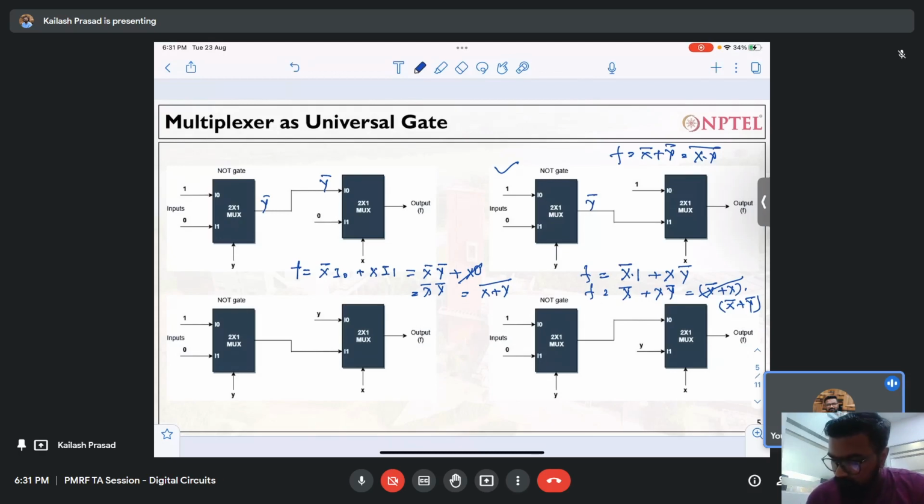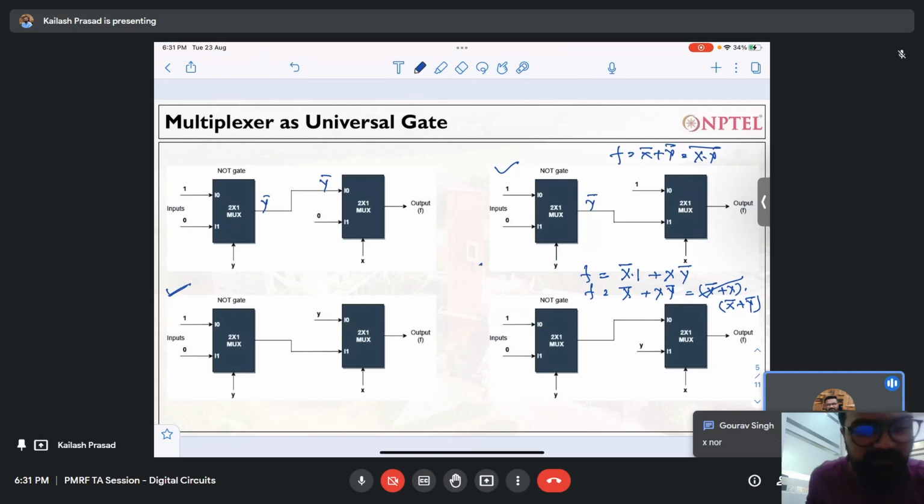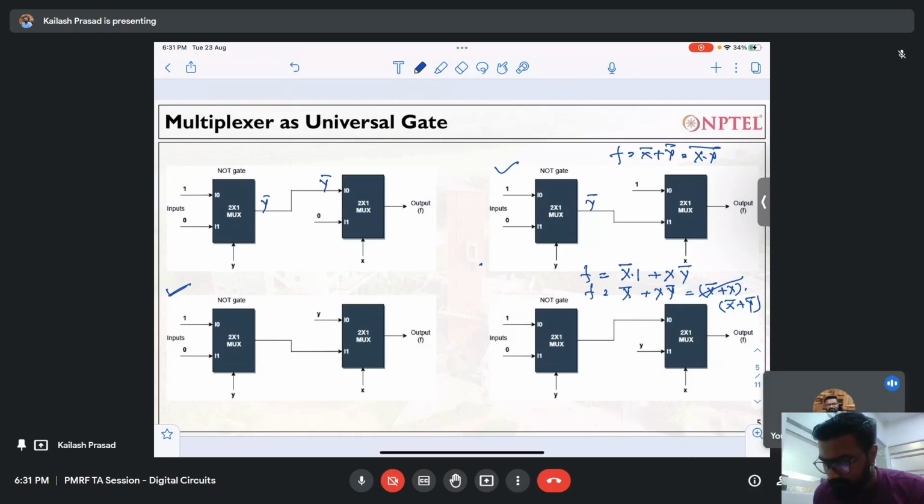Now, if I move to this part, this gate, anybody wants to tell me what gate it is? It is XNOR. Gaurav is saying that this is XNOR. Anybody else? It's XOR. XOR, okay. So I have two options, XOR and XNOR, okay.